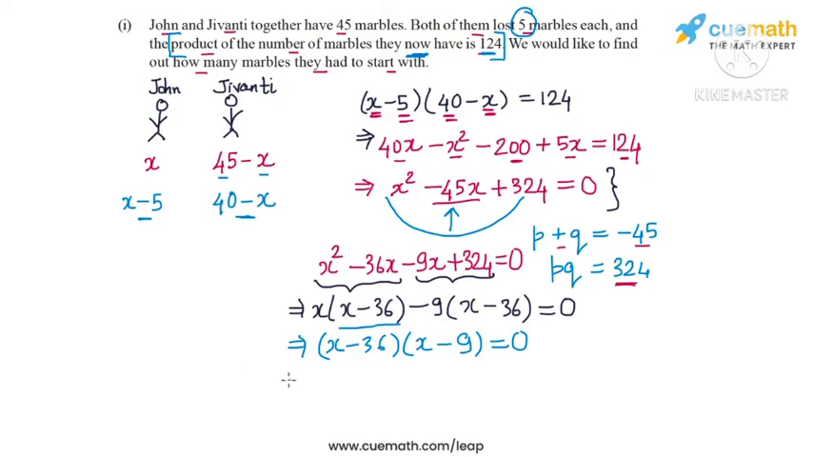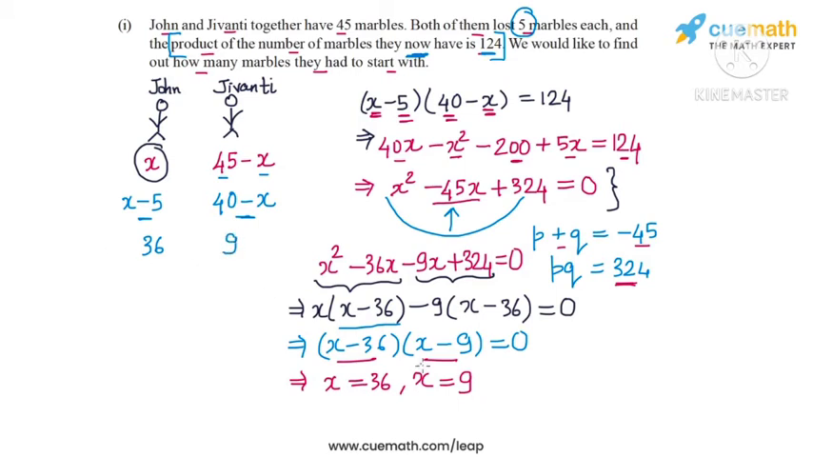two roots of the equation. So the two roots are the 0 of the first term, so that's x equal to 36, and the 0 of the second equation, so that's x equal to 9. So our answer is that John had 36 marbles and Jivanti had 45 minus 36 or 9 marbles. So we can write the answer like this: John had 36 marbles and Jivanti had 9 marbles to start with.